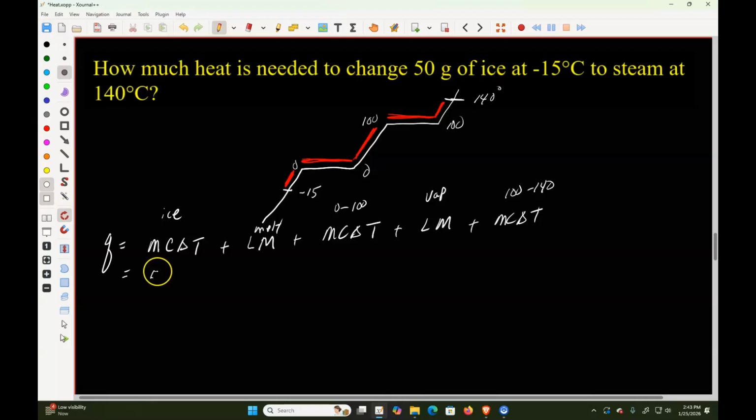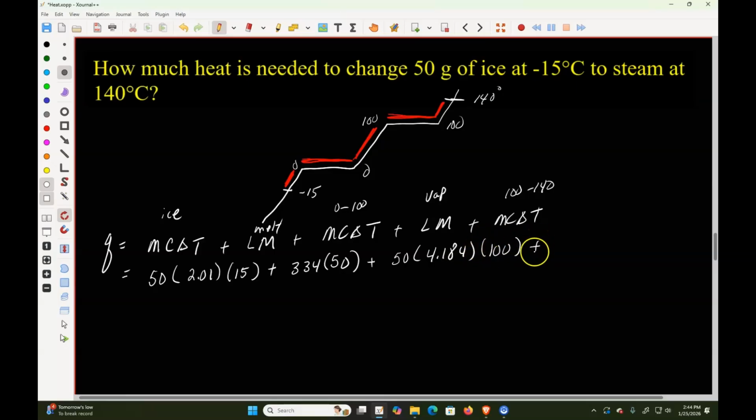So I have 50 grams. Specific heat is 2.01. The change in temperature is 15 degrees, plus 334, which is the latent heat of water, times 50 grams. Plus, now we want mcΔT, so this will be 50 grams times 4.184 times the change in temperature, going from 0 to 100, so that's 100 degrees. All right, let's vaporize that. So that's going to be 2260 times 50 grams.